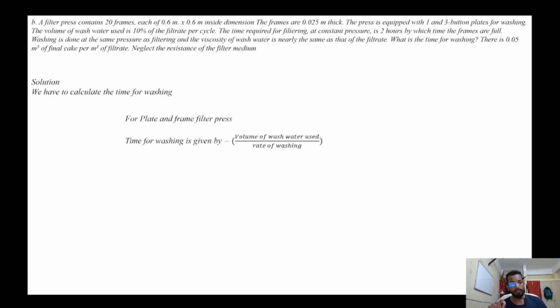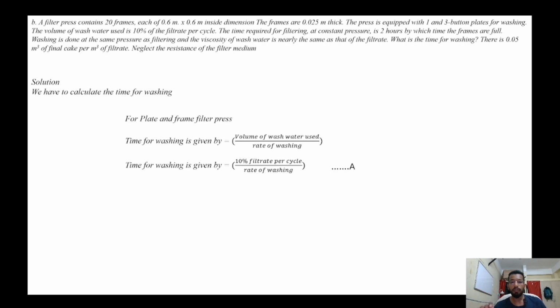For a plate and frame filter press, and even for a batch filter, the time for washing is given by the volume of the wash water used divided by the rate of washing. This is the general formula for all kinds of filters. But for a batch filter and for a plate and frame filter press, the rate of washing changes, so we will see later.